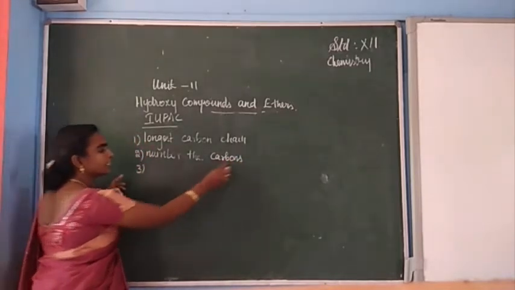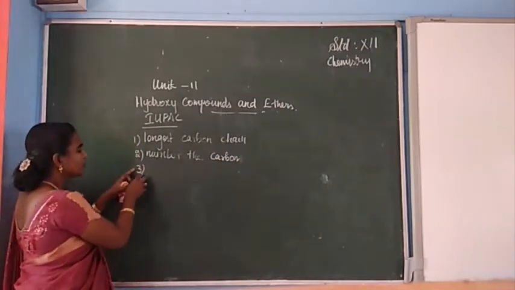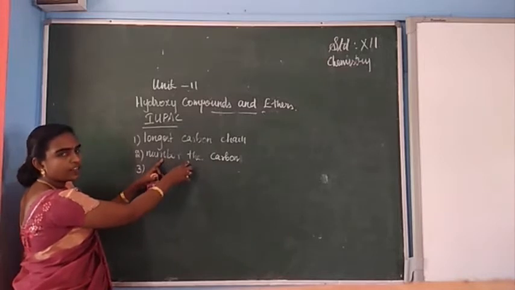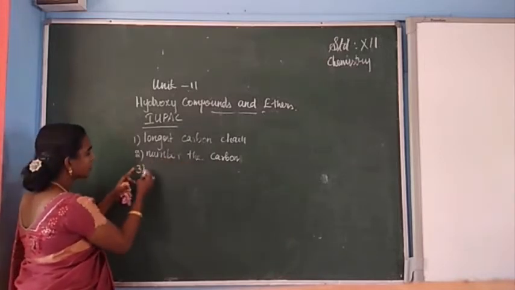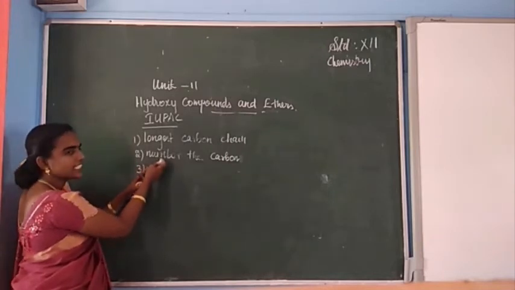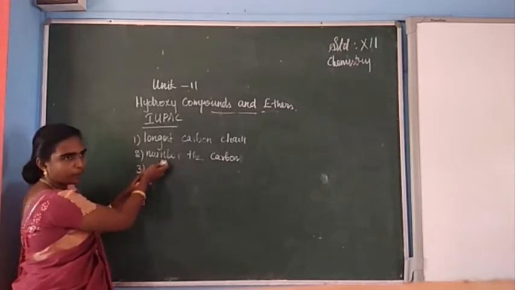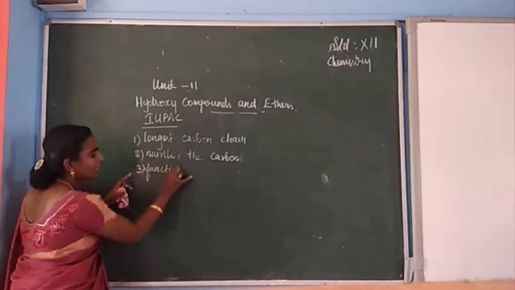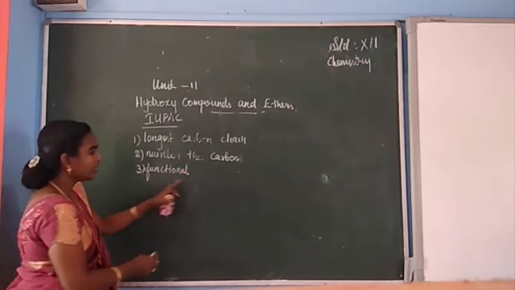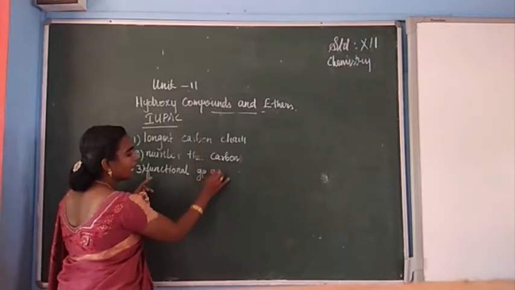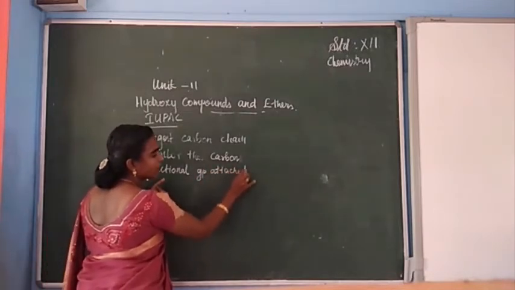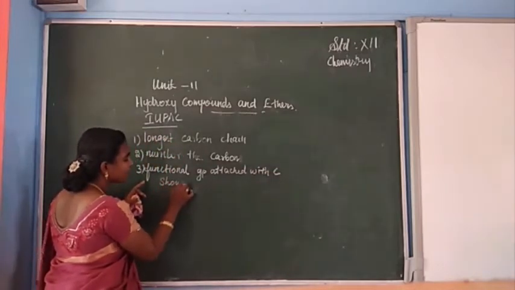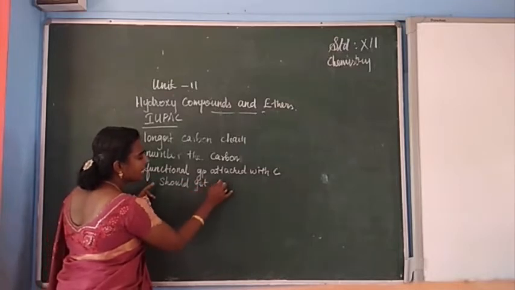After numbering the carbon atoms, we have to write the name according to the numbering. If it is 4 carbons, we say butane. Afterwards, we select the substituents present in that organic compound, and the functional group attached with the carbon should get the least number.